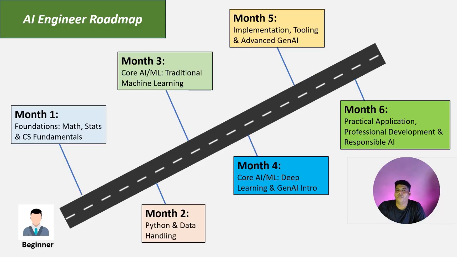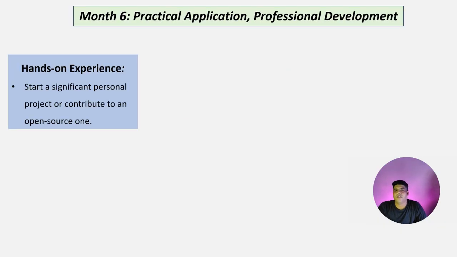In month 6, you will be mainly focusing on the practical applications of these AI ML concepts which you have learned and start working on your professional development. It is very important to get hands-on experience along with whatever you have learned. So make sure you try to build 1 or 2 projects. All these projects are available online, which you can try and get very good hands-on experience.